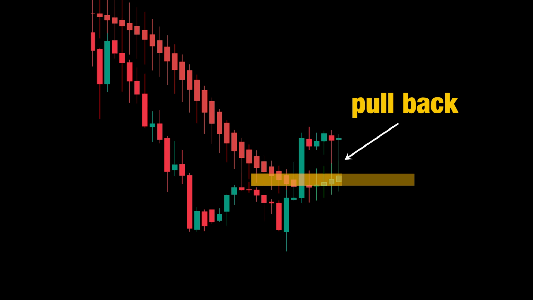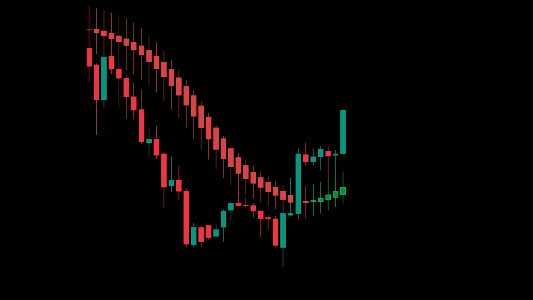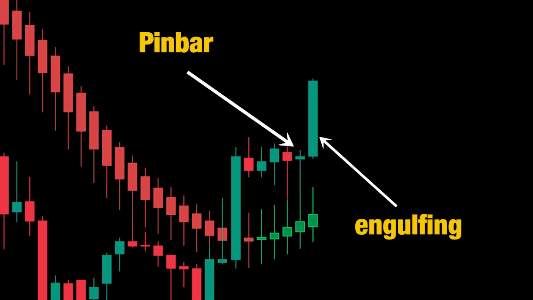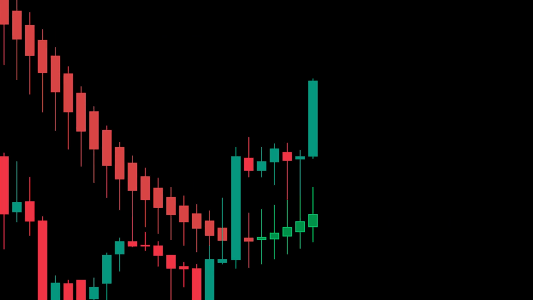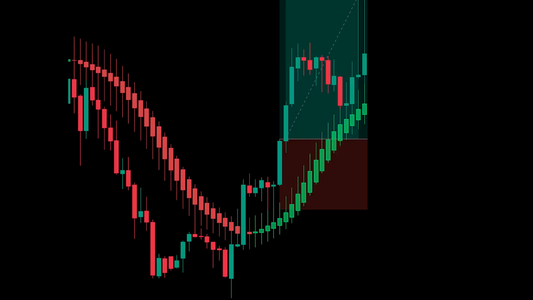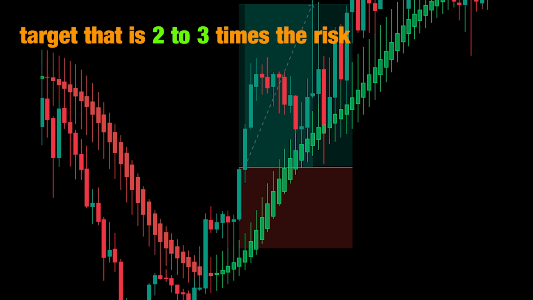Once the price completes its pullback, the next step is to look for confirmation to enter. There are various methods for confirmation, such as using candlestick patterns like pin bars or engulfing patterns. Once we see these candlestick confirmations, we can enter the position and place our stop loss at a secure spot, like the previous candle or just below the previous low. For take profit, you can aim for a target that is 2 to 3 times the risk.